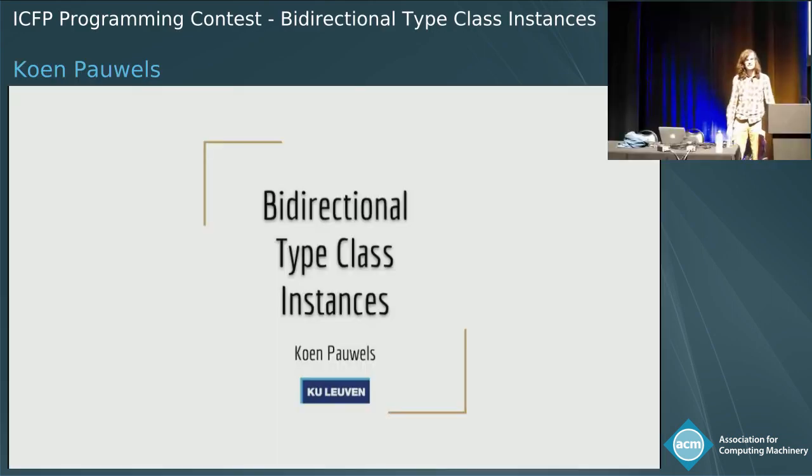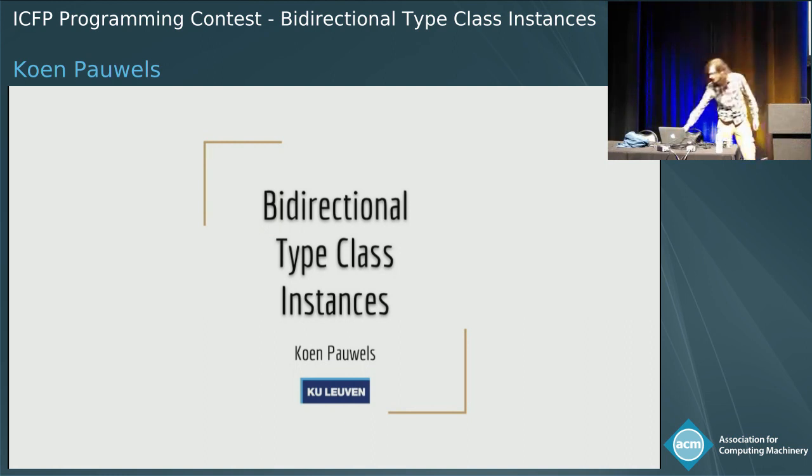Hi, my name is Koen. I'm a PhD student at KU Leuven under the supervision of Tom Schrijvers. My work is called Bidirectional Type Class Instances, and it's a proposal for an extension to the Haskell type system, which addresses an issue with the interaction between GADTs on one hand and type classes on the other hand.